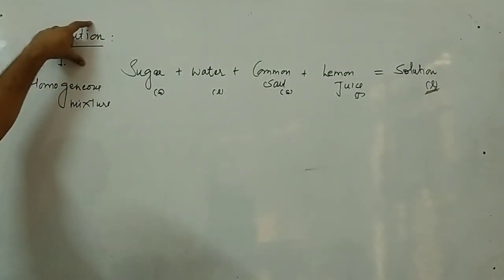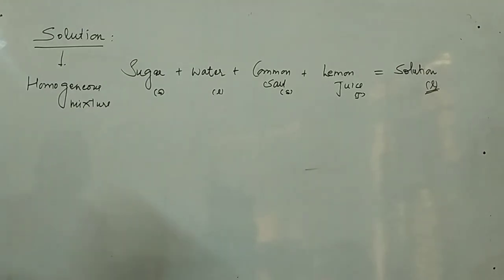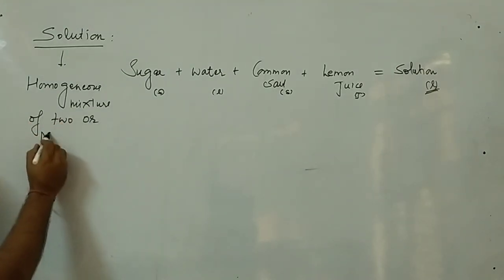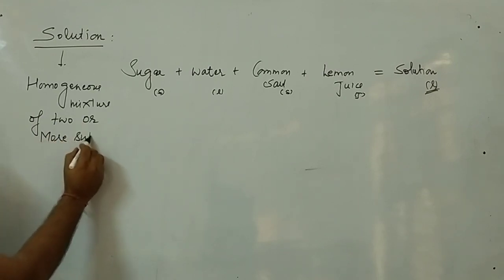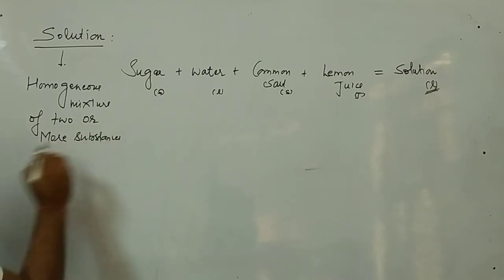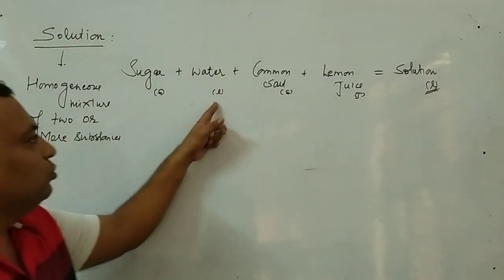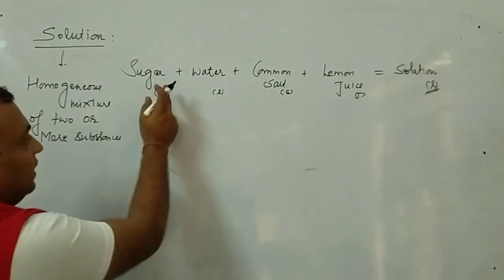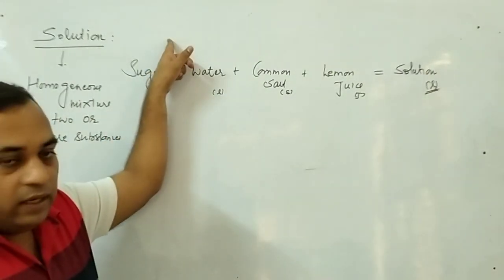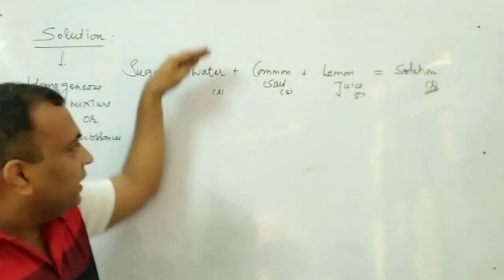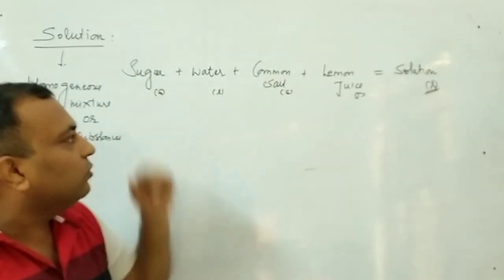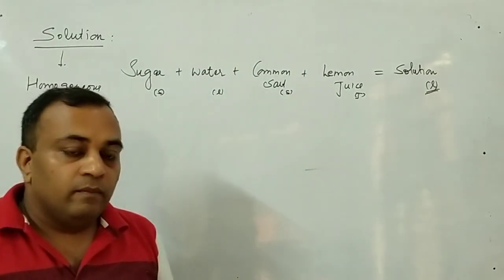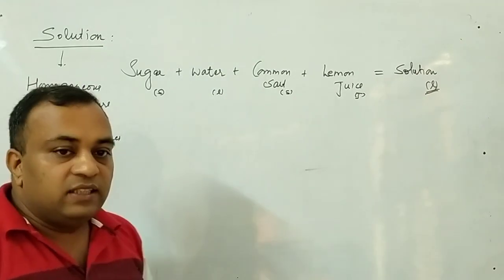So what is solution? First part of the definition: it is the homogeneous mixture of two or more substances. Now I am having 1, 2, 3 and 4 substances. Now listen one more thing, students. I can increase the amount of sugar, I can increase or decrease the amount of water, I can increase the amount of common salt or even the amount of lemon juice. But I can increase or decrease these amounts within limits.